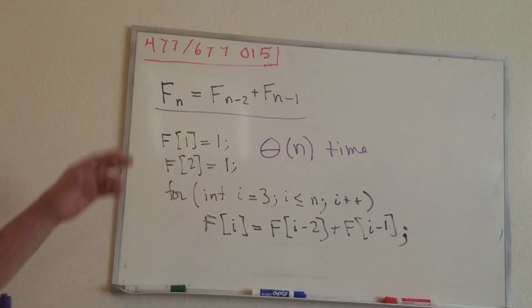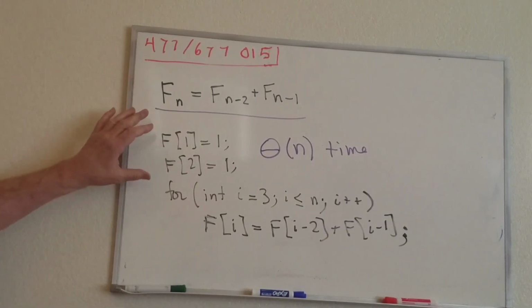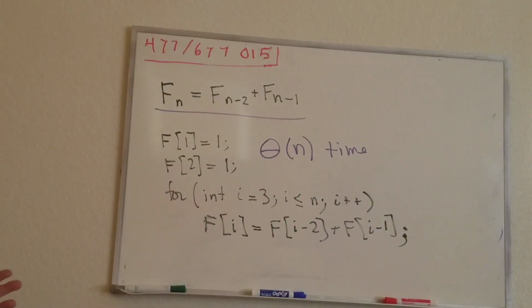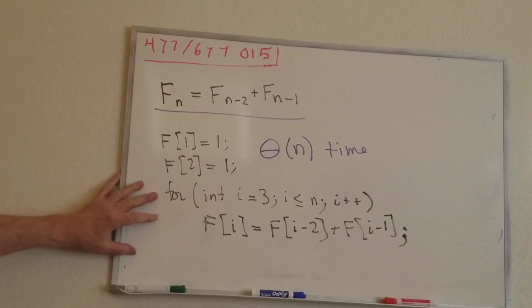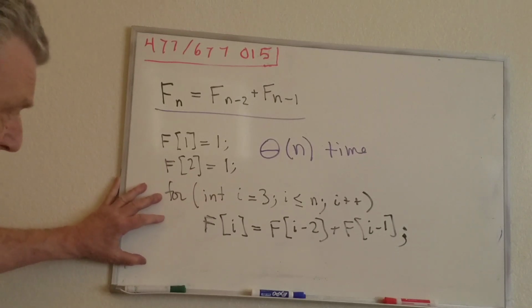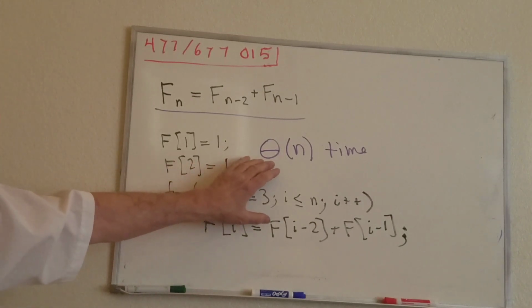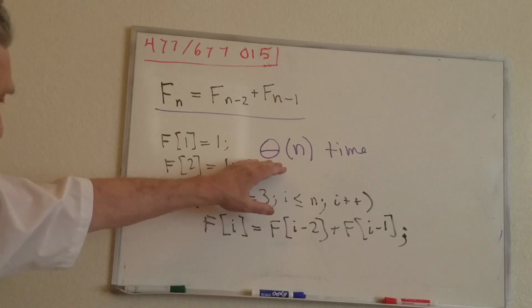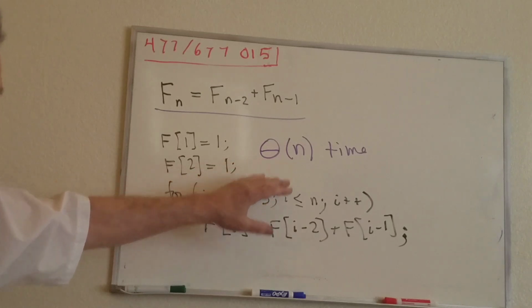Now, using this recurrence relation, we can quickly write a dynamic program to compute Fn. Let's suppose that we're given an n and we want to compute f of n. We can run this program and it will compute f of n for us. So if our goal is to get f of n, we can do this within n time, which is a lot better than the exponential time we got.